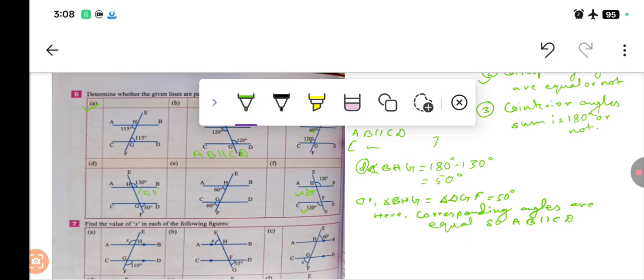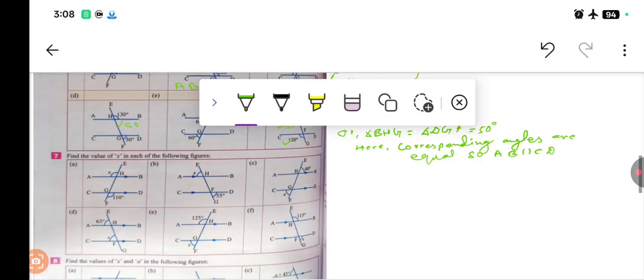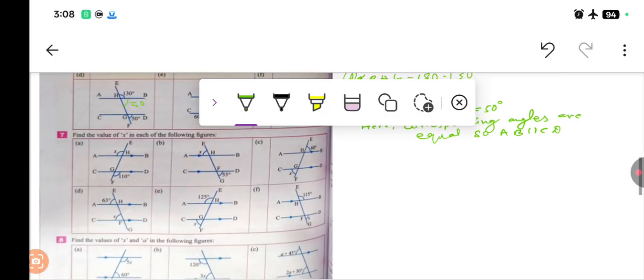Now question number 6 is also explained till question number F. Now moving to question number 7. Question number 7, what do you see? Find the value of x in each of the following figures. We have to find the value of this x, and 110 is given. We cannot have a direct relationship between this x and 110. So to find this x, we need to see where the number is given. The number is given here. From here we can find this angle.